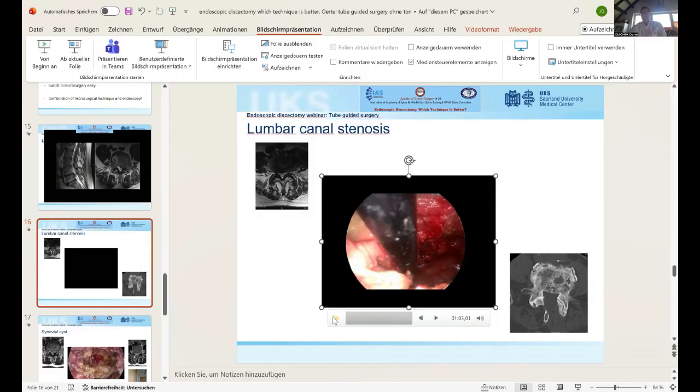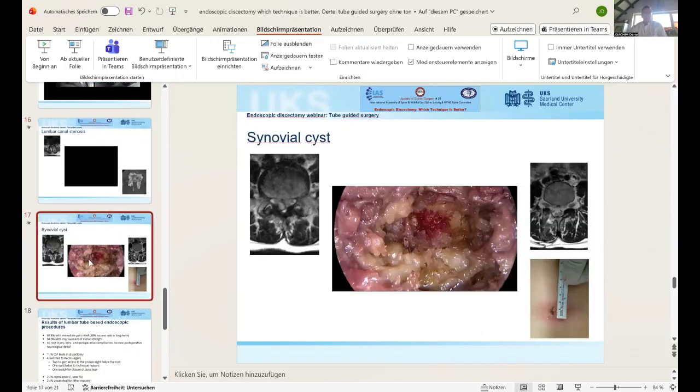You see here, this is the postoperative CAT scan. You see that on the ipsilateral side maybe one third of the facet is taken, and on the contralateral side the bone is nicely removed and decompressed. Another option that is possible is a synovial cyst. You see here, this is a typical synovial cyst with a huge impression on the spinal canal on the right side. And here, this is the video.